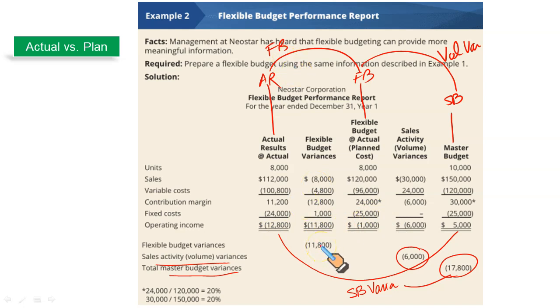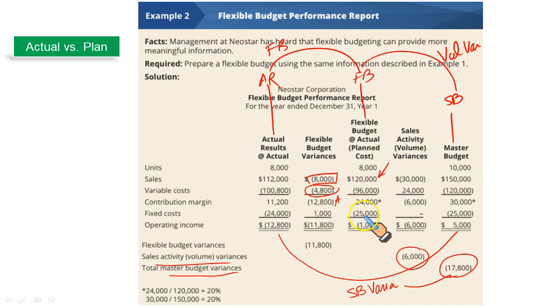Now let me show you how it would work. Based on 8,000 units, your revenue should have been 120, but the revenue is just 112, so there is an adverse revenue variance of 8,000. Your cost should have been 96,000, but your costs were more, so your variable cost is also adverse, unfavorable. Your contribution margin should have been 24,000, but it is less because of the difference, so this is adverse again.